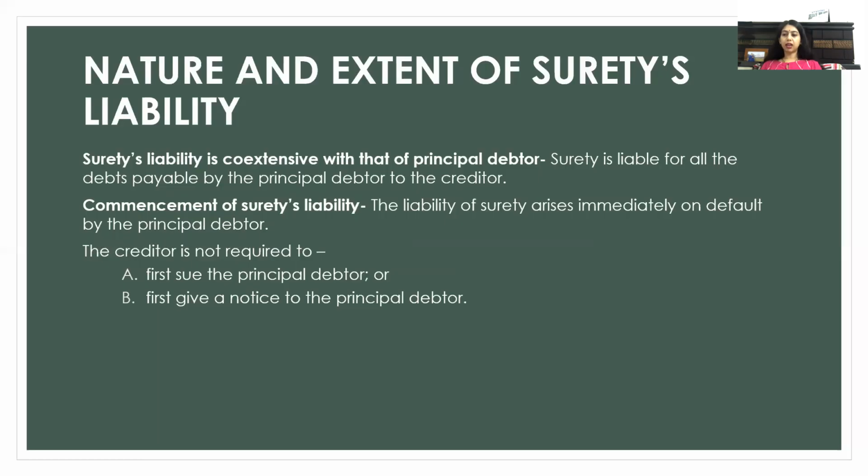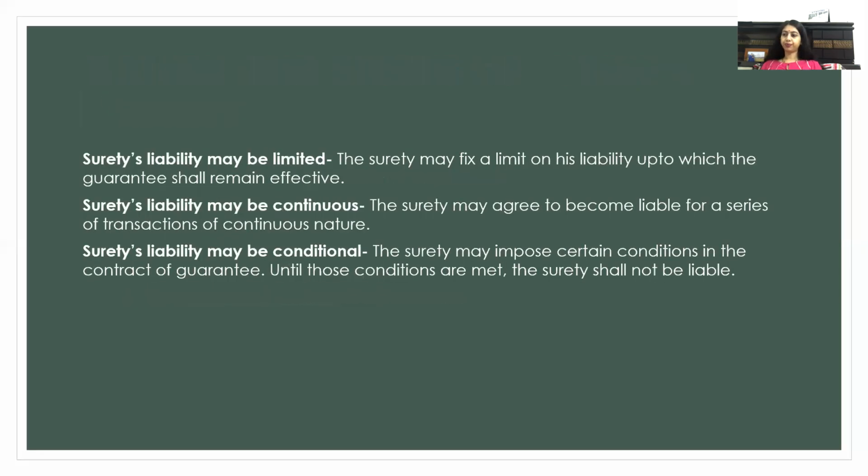Commencement of the surety's liability. The liability of the surety arises immediately on default made by the principal debtor. As and when the principal debtor makes a default, the liability of the surety will come into picture. A creditor is not required to first sue the principal debtor or first give a notice to the principal debtor. On the moment when the principal debtor makes a default, the surety's liability will arise.